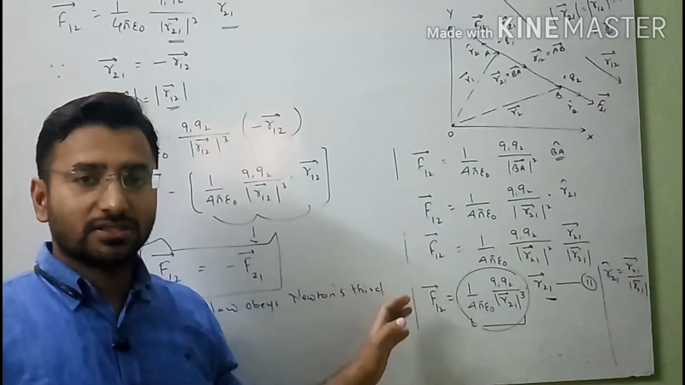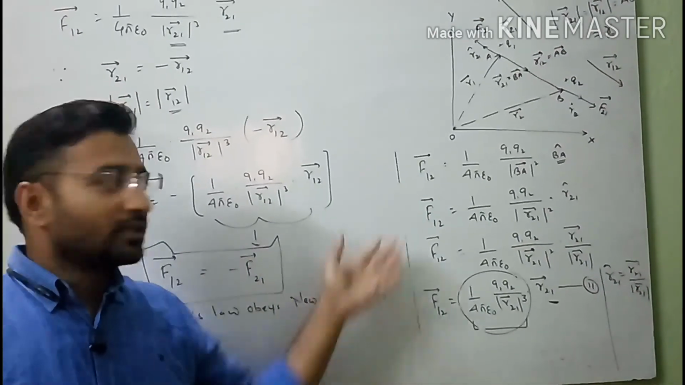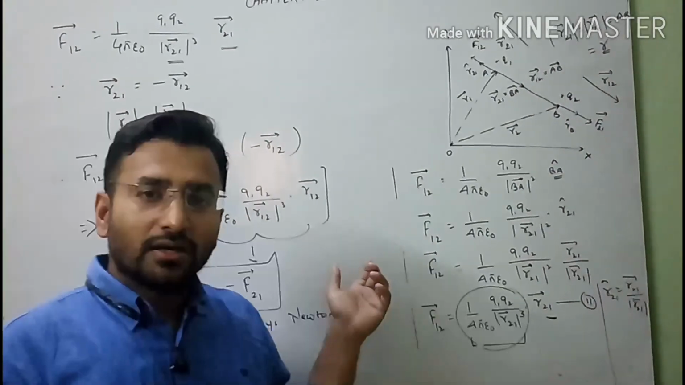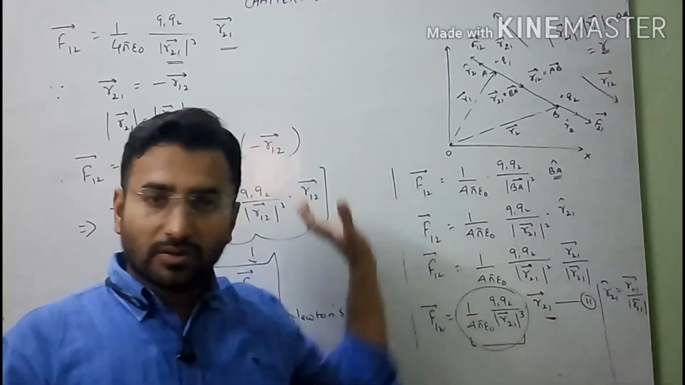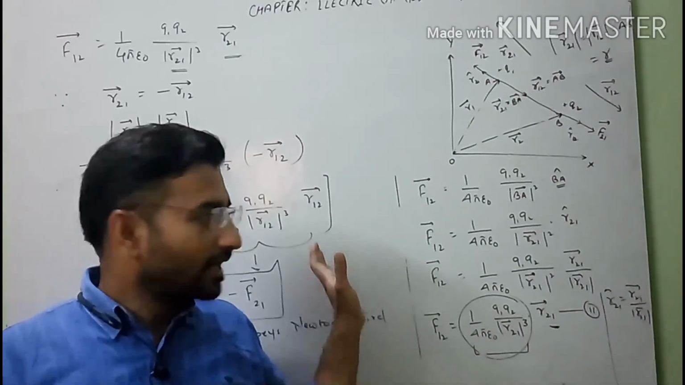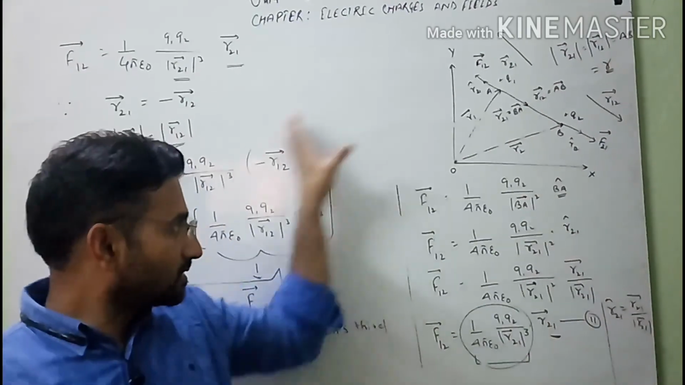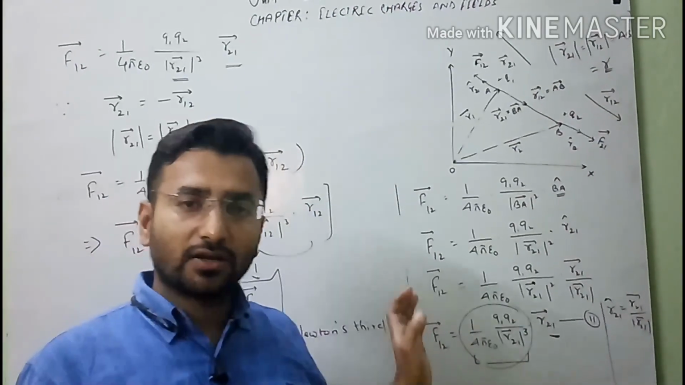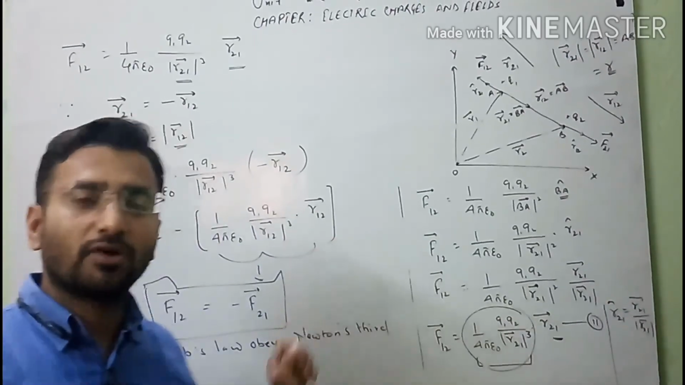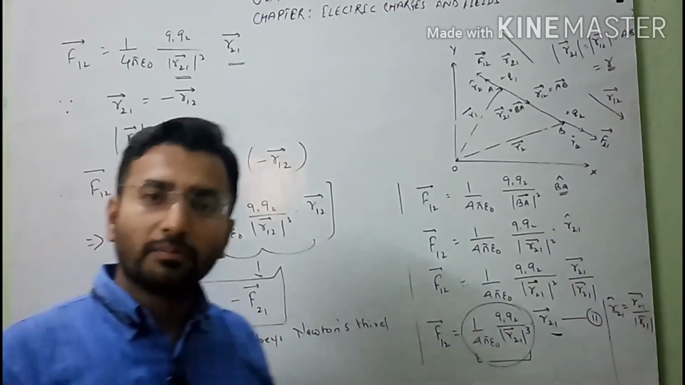So this is the derivation of Coulomb's law, and this is the vector form. Here we discussed the derivation of Coulomb's law, and after that their important characteristics, and at last I discussed here about the vector form of Coulomb's law. This vector form is important for your board examination.